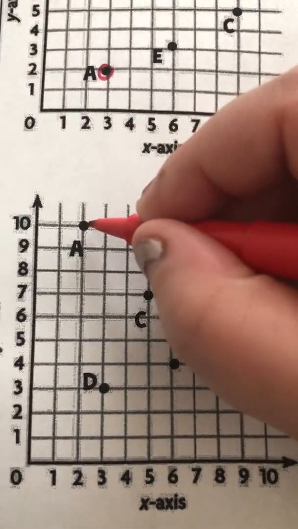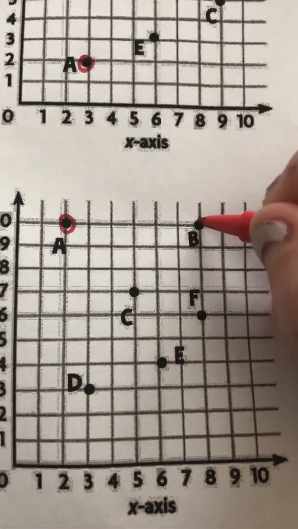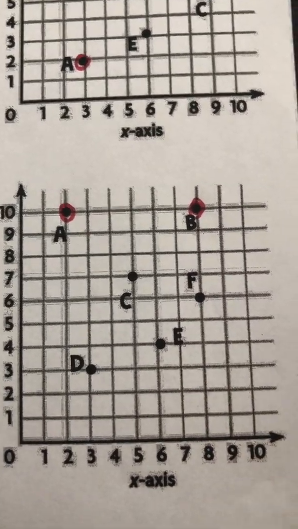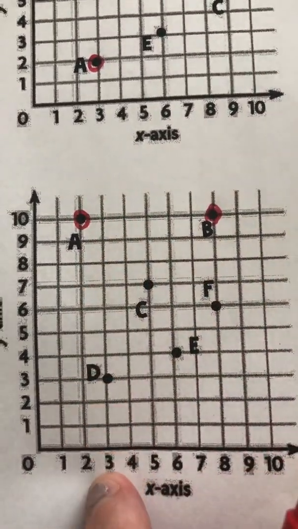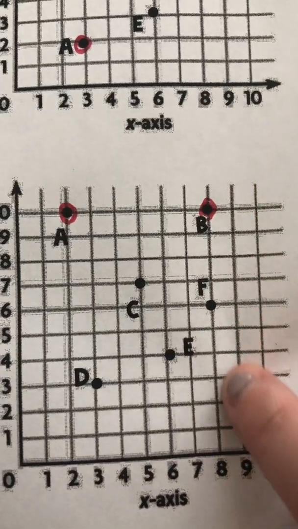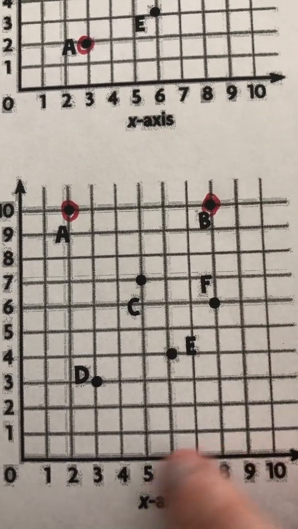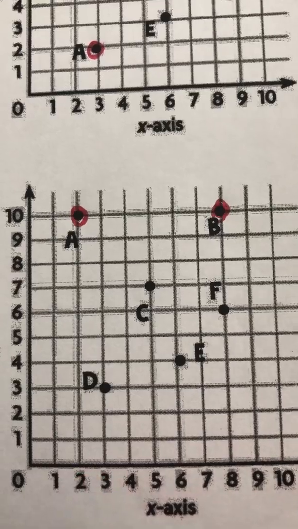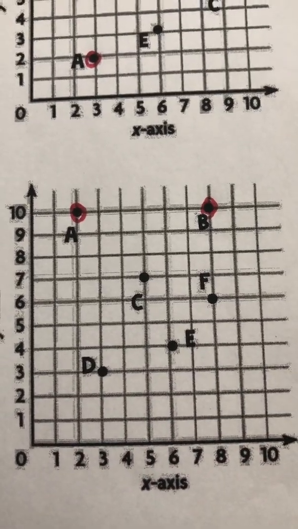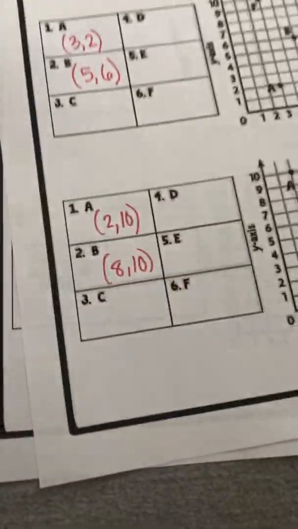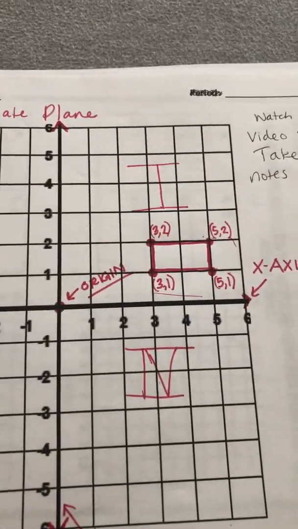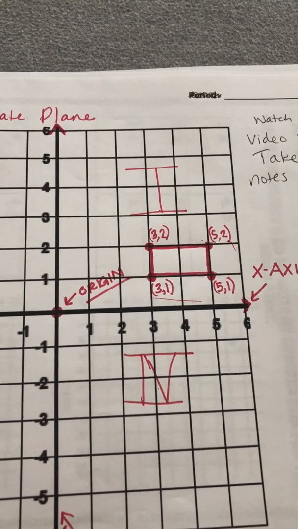What's the distance between A and B? Now we're going the opposite way. Here's A and here's B. What's the difference between those two? If A is 2 and B is 8, what's the difference between 8 and 2? Write it down. When you have finished this practicing, make sure you know it and you're ready for tomorrow, because tomorrow we're going to use our knowledge to make a picture. Call me if you get stuck.